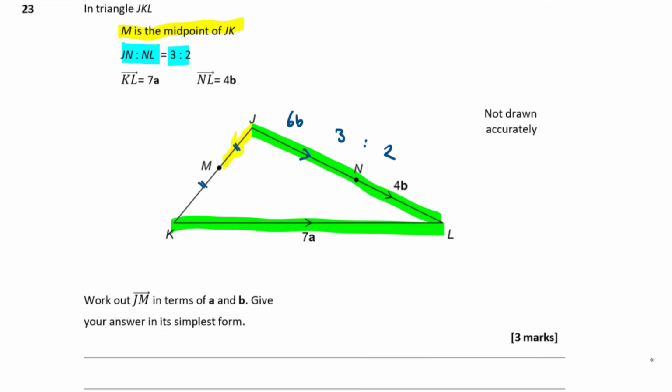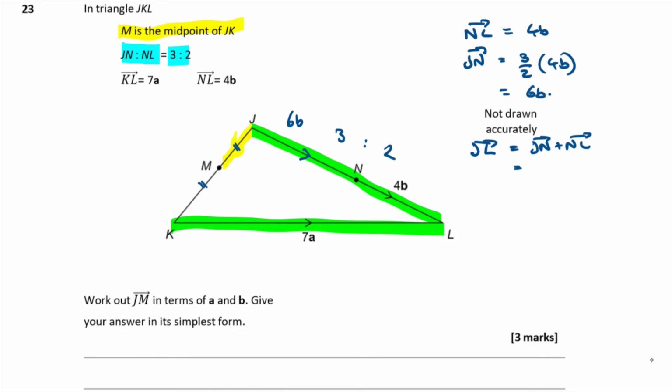If NL is 4b, and I know that JN is 3/2 of 4b, then I know that JN is 6b. And that tells me also that JL is going to be JN plus NL, which is going to be 6b plus 4b, which is 10b. Okay, so I know JL is 10b. I already know KL is 7a. So then I can find an expression for JK, so this distance all the way along here, well, going the other way actually.